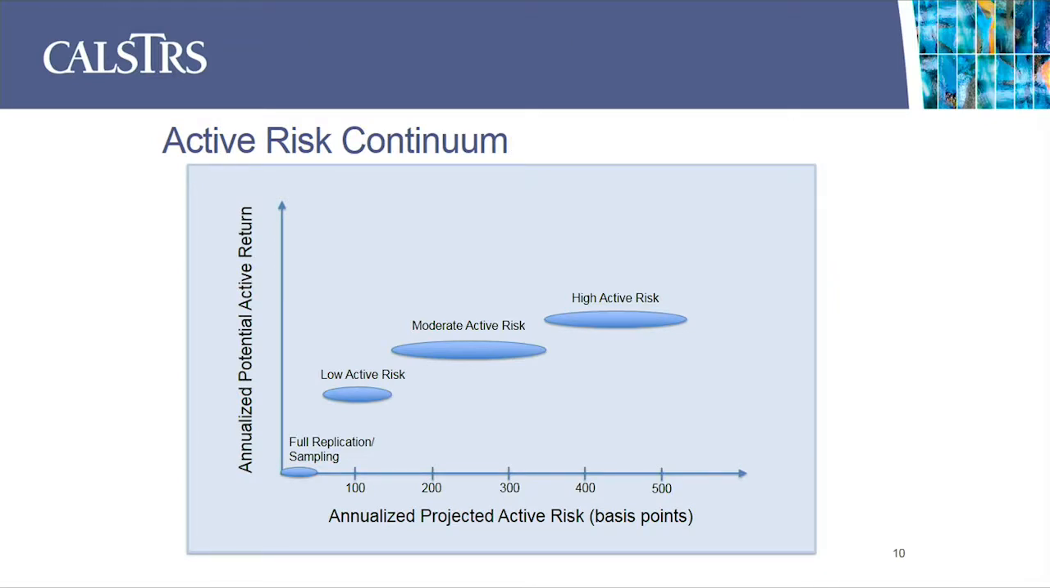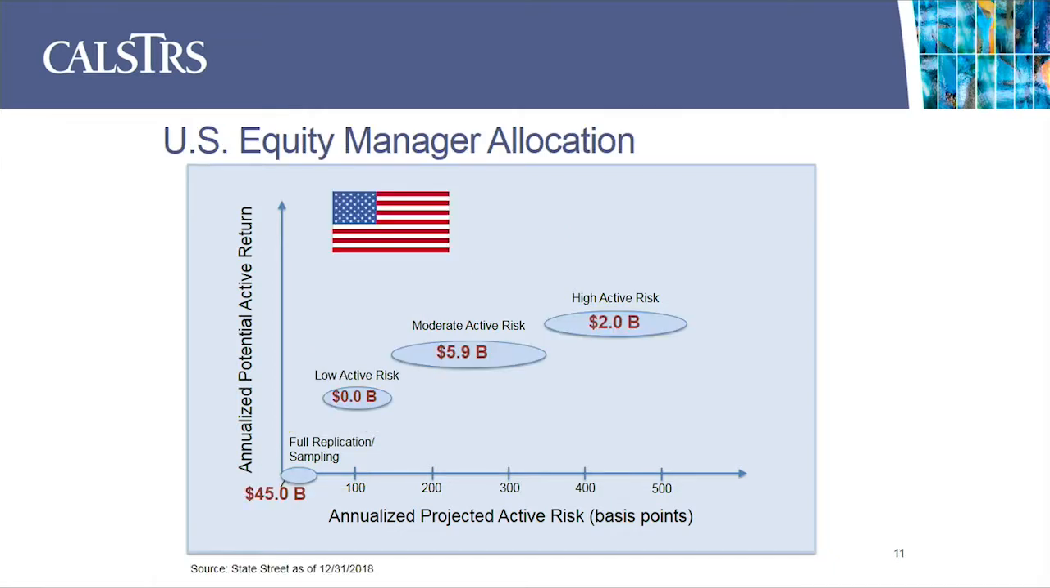So the global equity portfolio contains strategies that encompass the entire active risk continuum, ranging from full replication all the way to high active risk strategies. For full replication or passive portfolios, the active risk is really low, as the goal is to match the benchmark return. But you can see on the chart that as a strategy's active risk increases from low, moderate to high, the potential for active returns also increases. So let's take a look at how global equity is structured with these types of allocations.